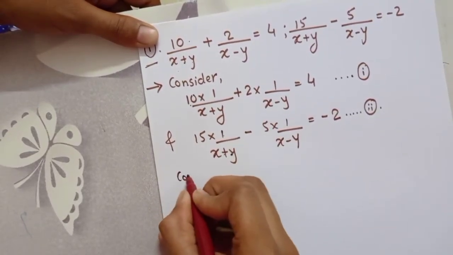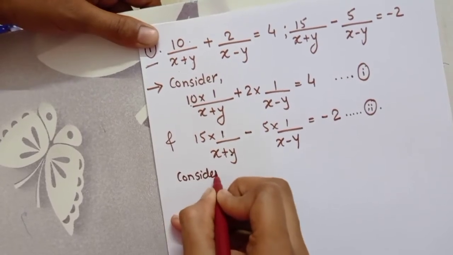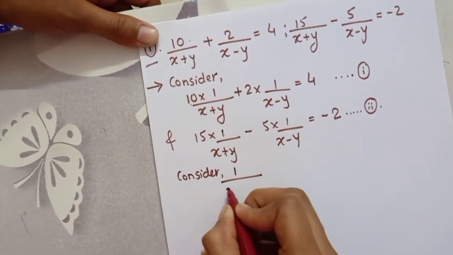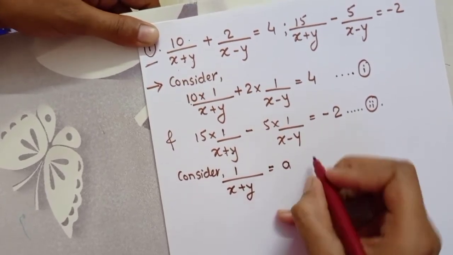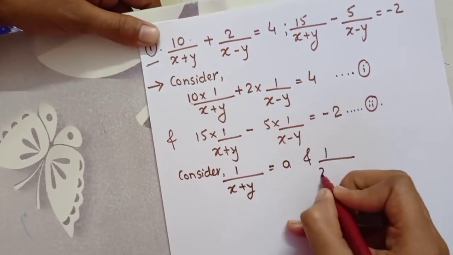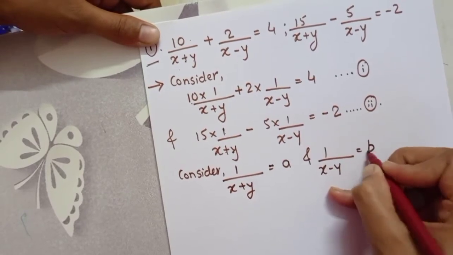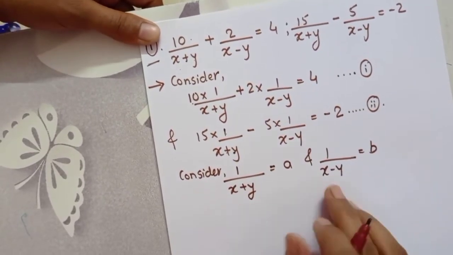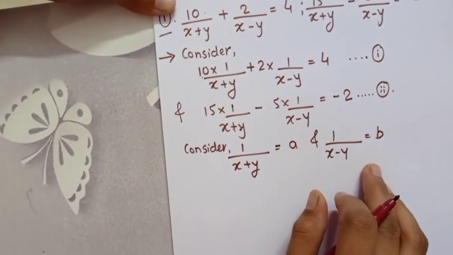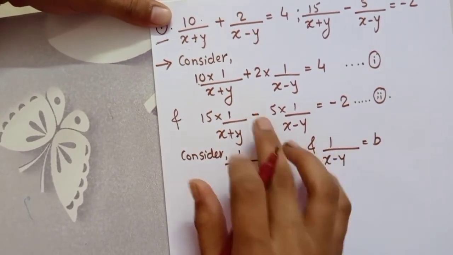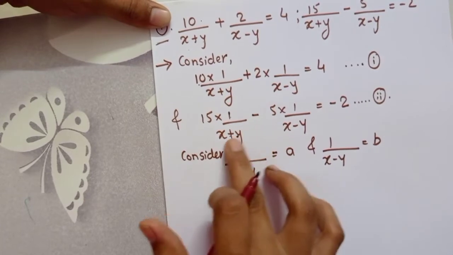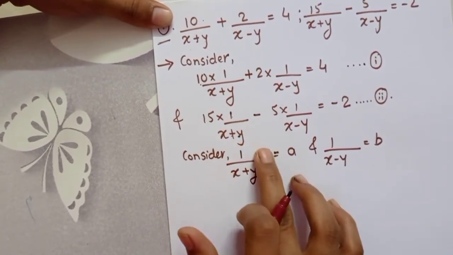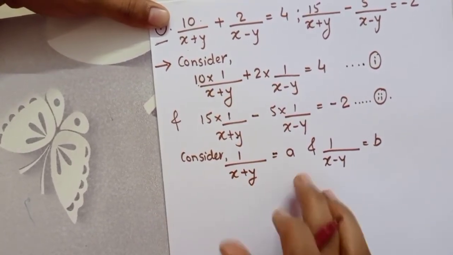Now consider 1 by x plus y as a and 1 by x minus y as b. Why do we have to consider it this way? Because to solve the problem, it will be easy to use only one variable for the whole term 1 by x plus y.